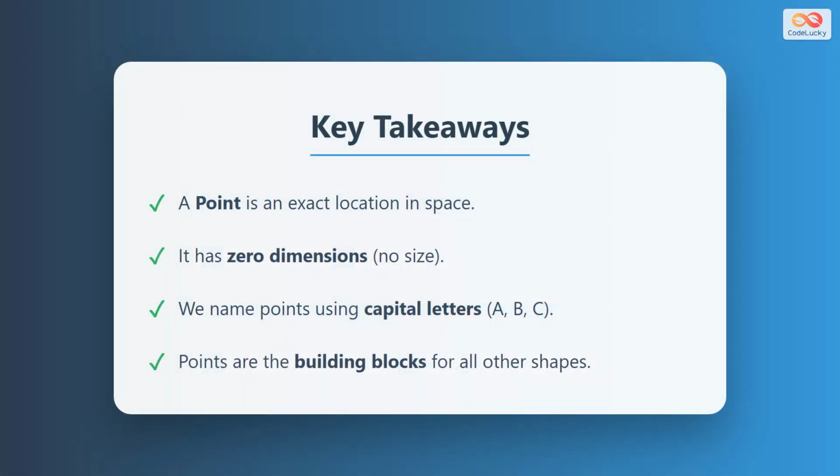Let's review what we have learned. A point is an exact location with 0 dimensions. We label them with capital letters, and they are the fundamental building blocks for lines, shapes, and the entire world of geometry. Thanks for watching.